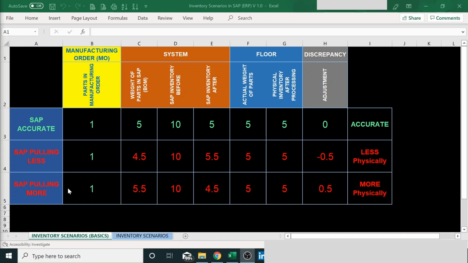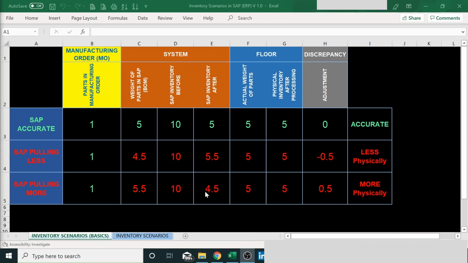Now, when SAP is pulling more, another scenario, again, our manufacturing order calls for one part, SAP is pulling more, 5.5 now instead of 5. Our inventory is 10. We start with 10 pounds. So we end up having 4.5 according to the system. But in reality, we still have the same thing. We consume 5, we should be left with 5 out of those original 10. So the adjustment has to be positive.